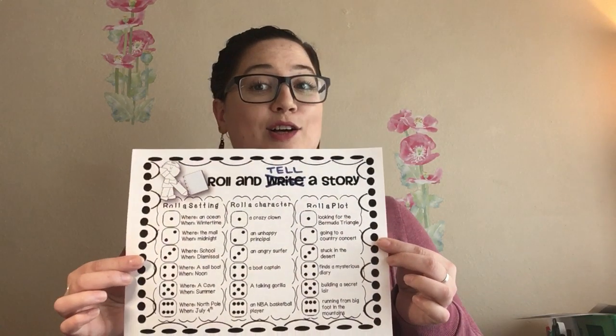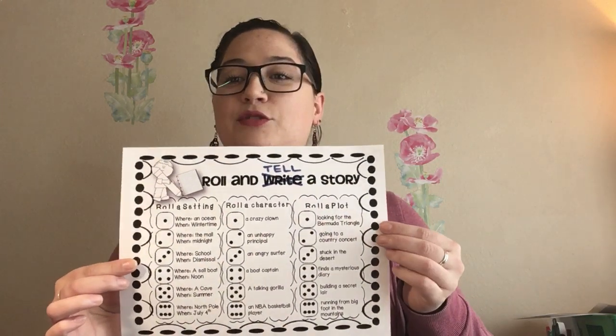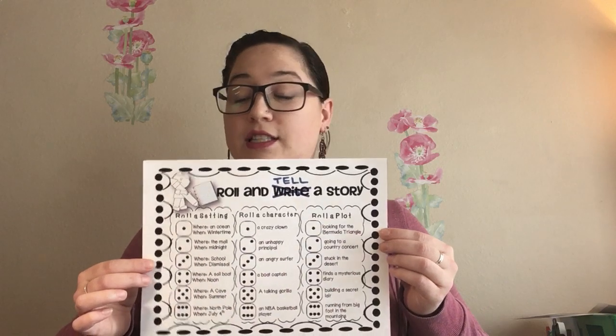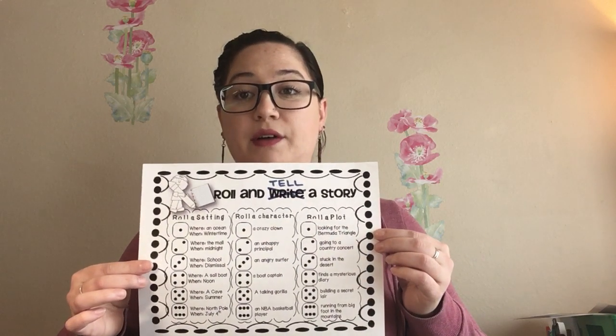Today we are going to be talking a little bit about what we call narrative structure. Now, narrative structure is about typical things that we use to tell a story. Today we are going to be practicing that with a fun activity called a roll and tell a story. This is usually called a roll and write, but today we are going to be using it to tell a story. There is a link for this sheet at the bottom of the description in this video.